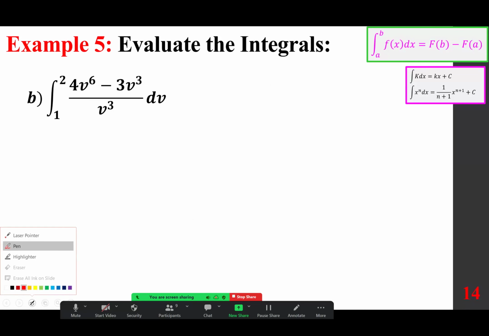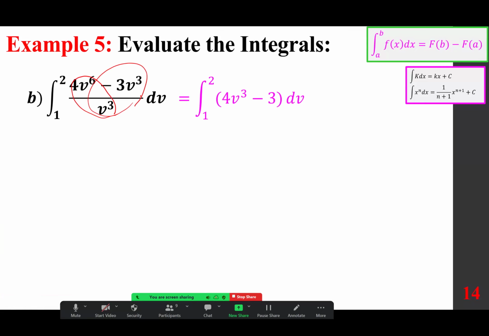To integrate this one, we make up this fraction, which gives us 4v cubed, and the second one minus 3. The integral of 4v cubed is v to the power of 4, because 4 divided by 4, v to the power of 3 plus 1, minus 3v, and evaluate it from 1 to 2.